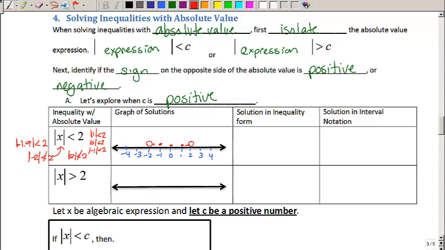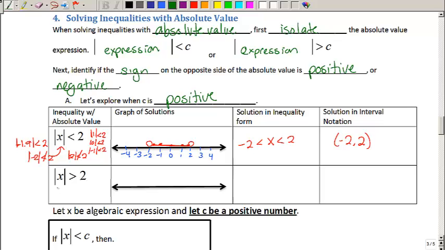And you can start to see that the interval of solutions is any value between negative 2 and positive 2. And the solution in inequality form would be negative 2 is less than x, which is less than 2. X is now sandwiched between negative 2 and 2. The way we write that in interval notation is negative 2, comma 2.